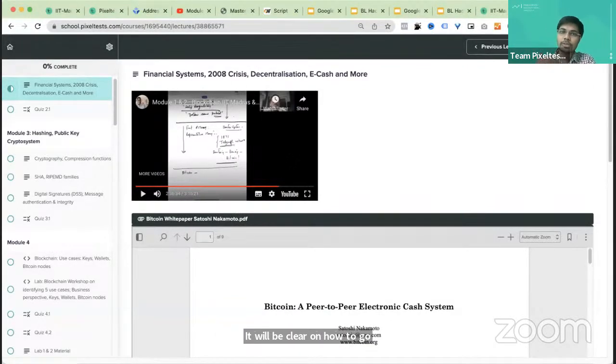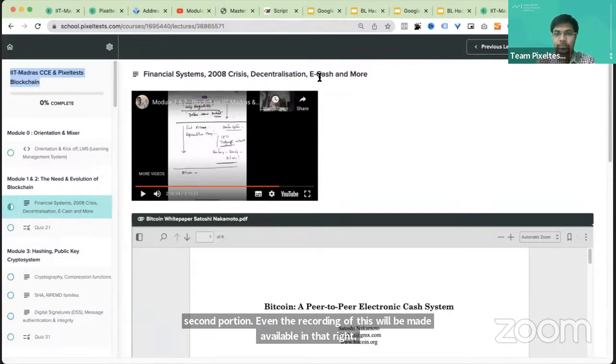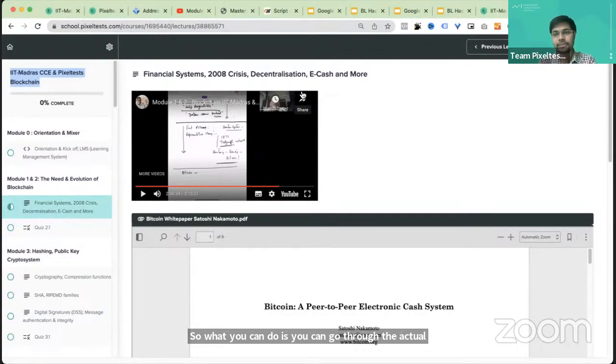So because this is the actual course, the course name in your Teachable will be IIT Madras CC and Pixel Test Blockchain, right? Similarly, in your 4 courses that you received, you will have the inner circle. So in the inner circle, towards the end, even the current session, like for example, we are doing a hackathon of module 5, the second portion, even the recording of this will be made available in that, right? So what you can do is you can go through the actual lecture and then also go through the revision lecture. So you can choose to just go through the actual lectures or go through actual and revision so that your recall of the concepts becomes stronger, right?